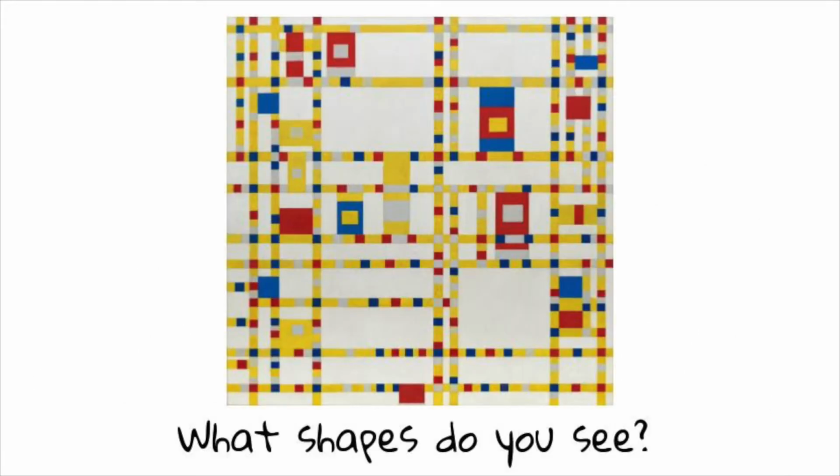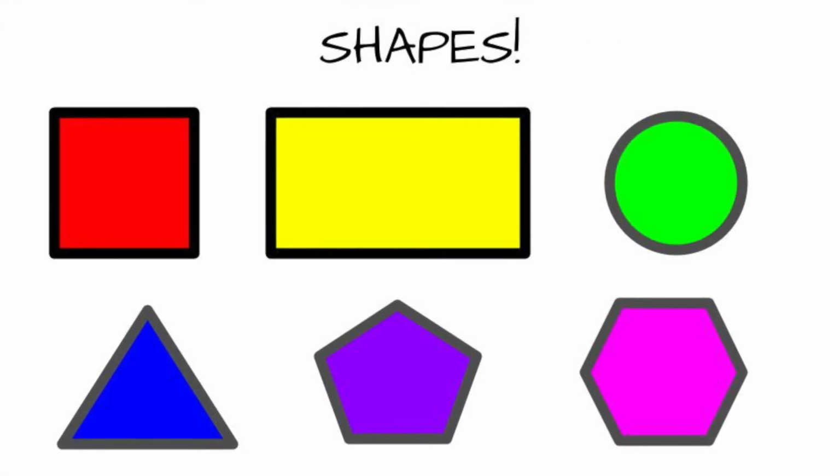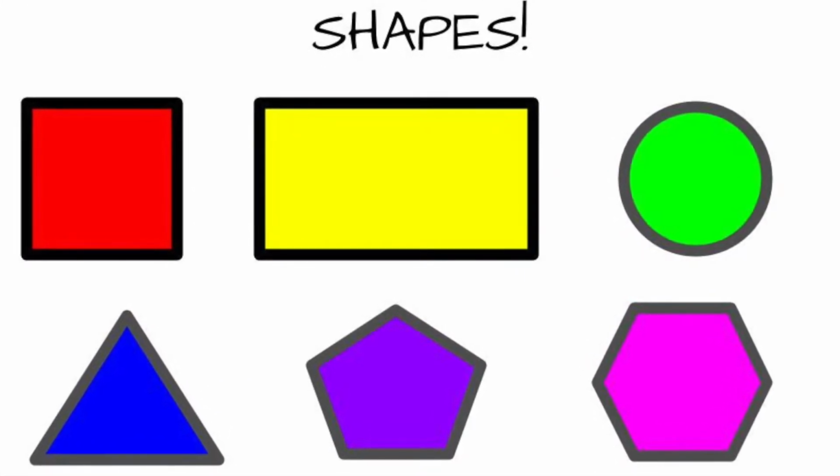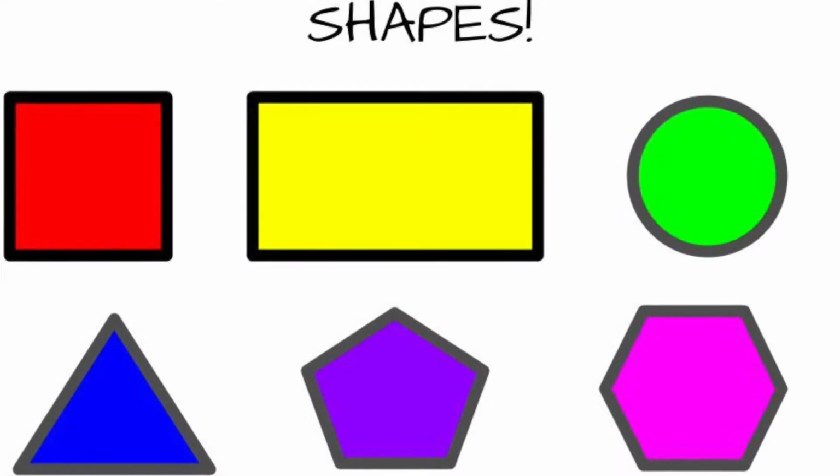Here's another Piet Mondrian painting called Broadway Boogie. What shapes do you see in this painting? You're right, lots of squares and rectangles. There are many different types of shapes. Here we have a square, a rectangle, a circle, triangle, pentagon, and hexagon.